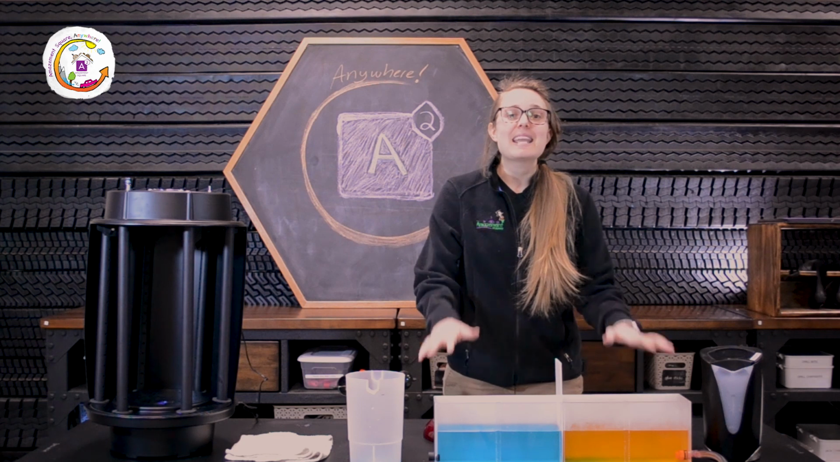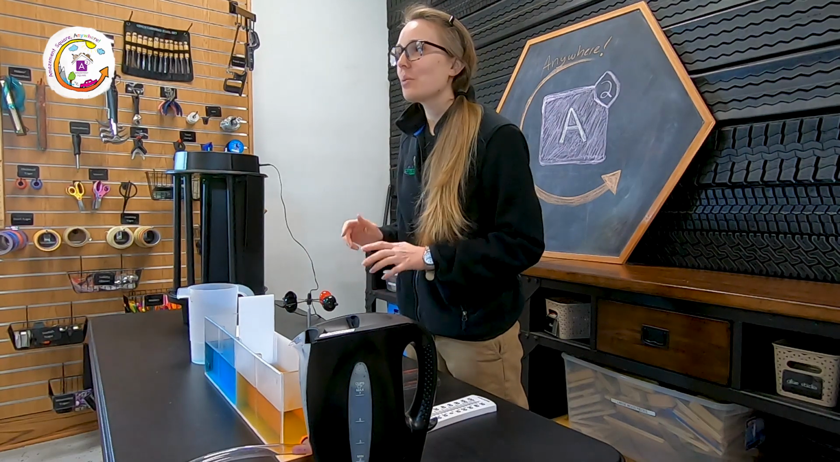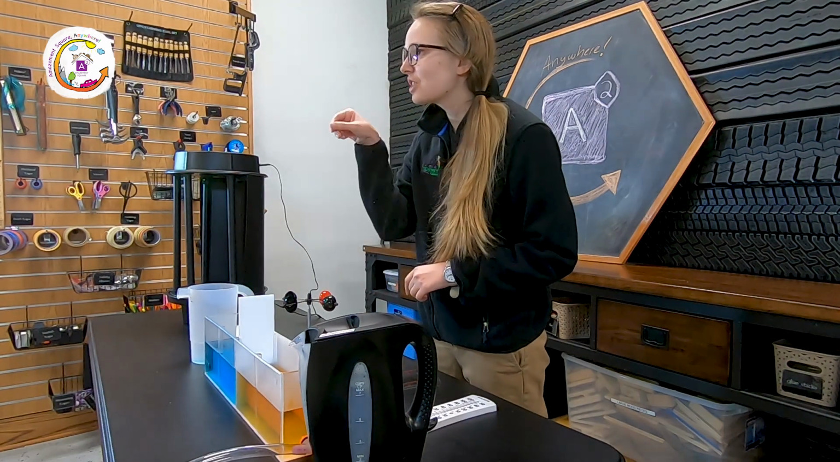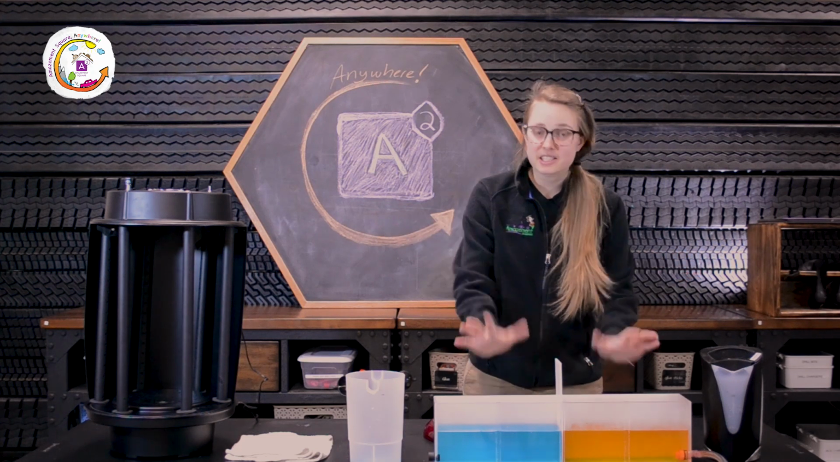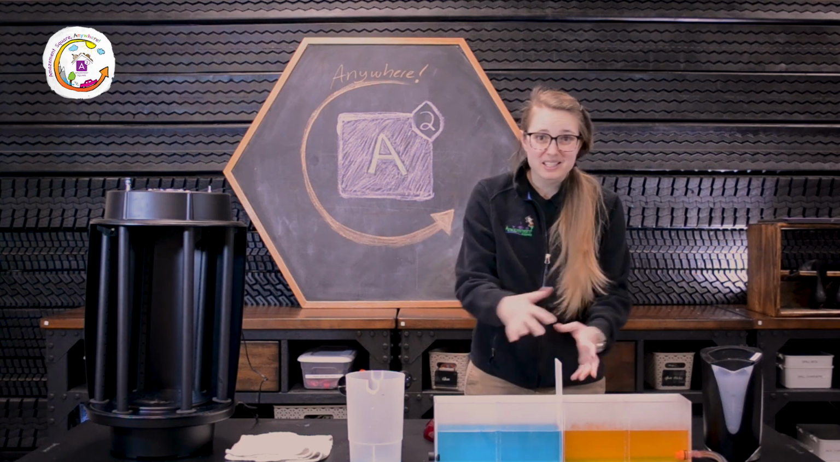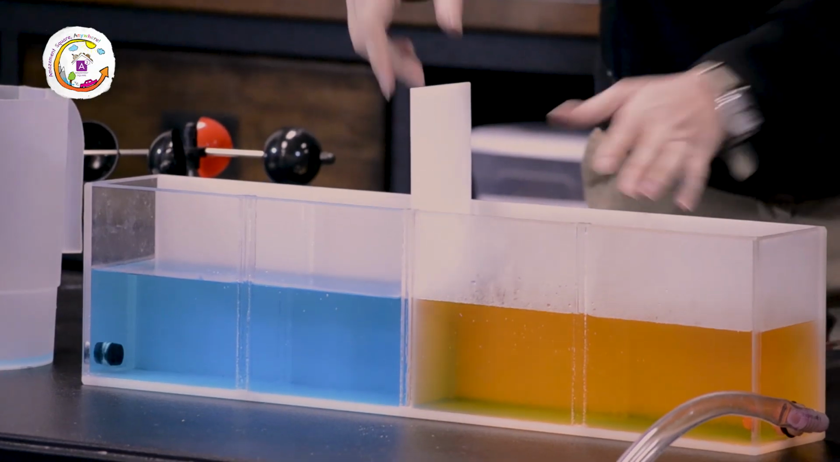But here I've created a stationary front. So the hot air and cold air are about the same size. And we're gonna see what happens when they finally meet. So I'm gonna pull this center divider out. And what do you think is gonna happen? Are they going to stay on each side? Are they gonna mix together? Let's see.